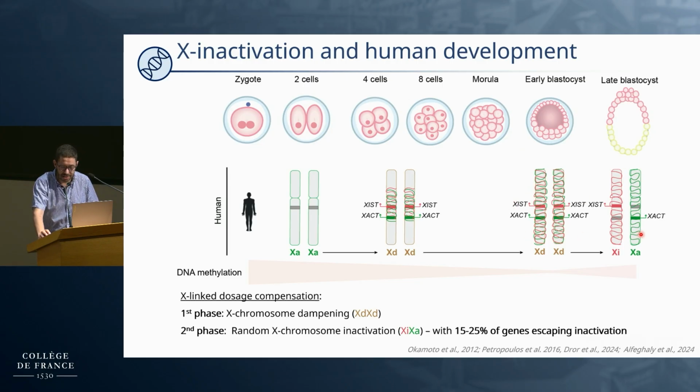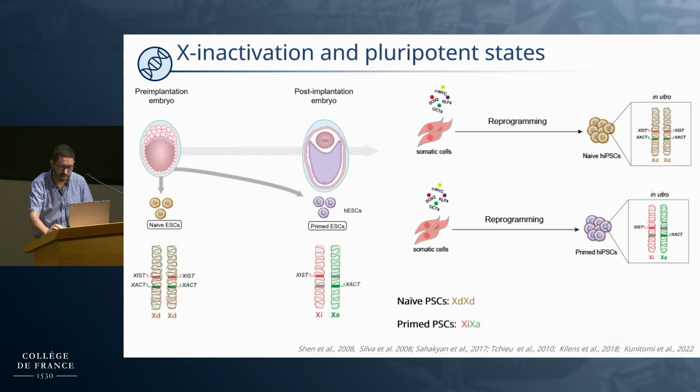In the late blastocyst stage, there is a shift to the classical mechanism of dosage compensation in mammals, which I think is still not very well understood, where XIST now remains expressed only on one of the two X chromosomes, leading this time to the inactivation of the entire X, except 15 to 25% of genes that we know escape X inactivation in human cells.